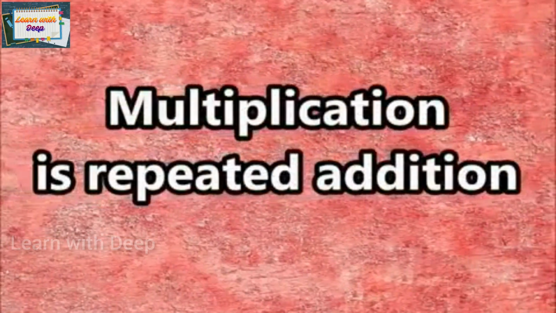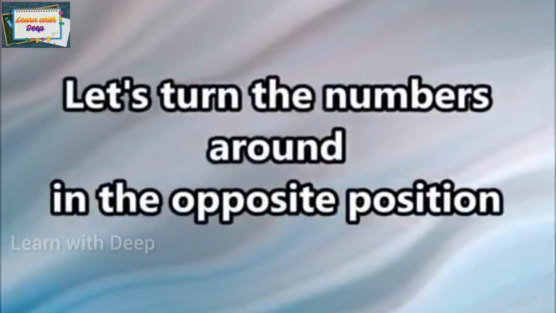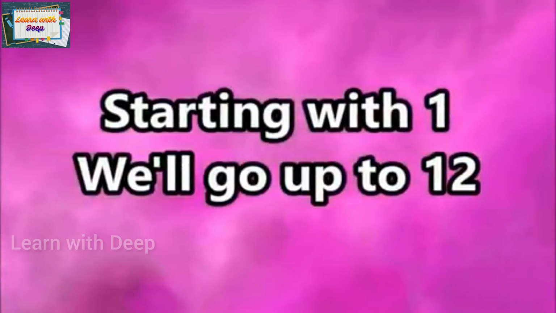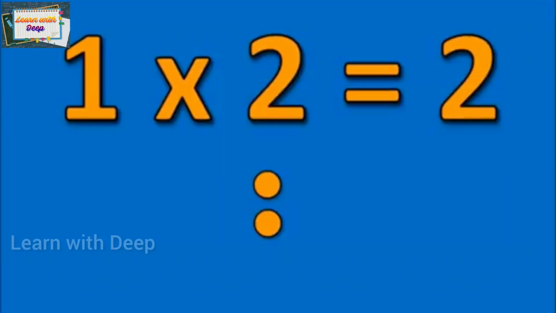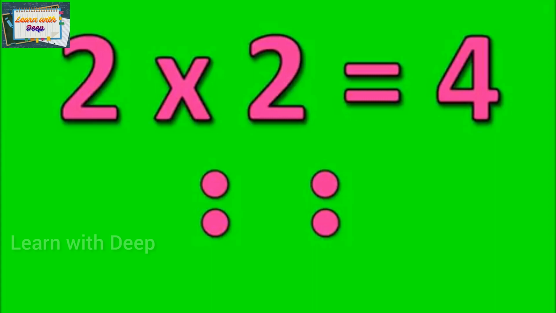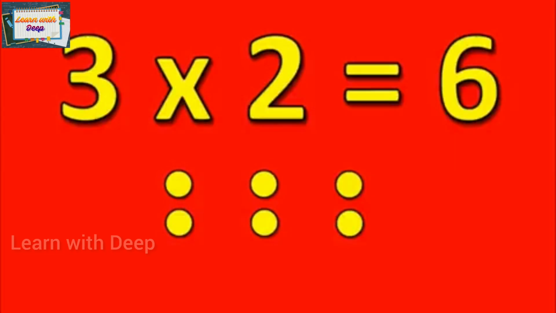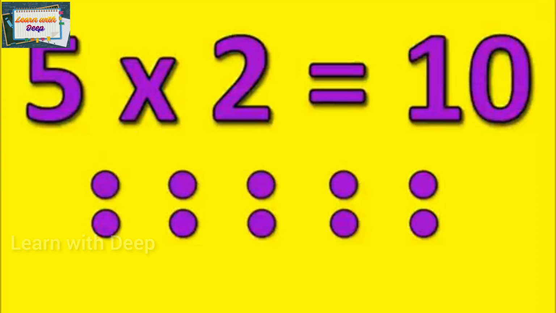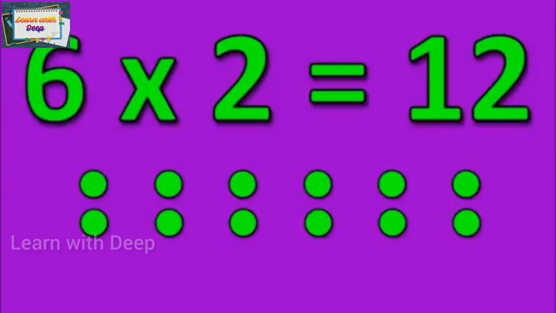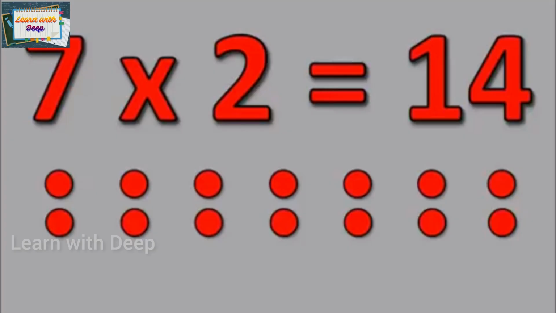Multiplication is repeated addition. Let's turn the numbers around in the opposite position. Starting with 1, we'll go up to 12. Say it with us till you can do it yourself. Let's go! 1 times 2 is 2. 2 times 2 is 4. 3 times 2 is 6. 4 times 2 is 8. 5 times 2 is 10. 6 times 2 is 12. 7 times 2 is 14.